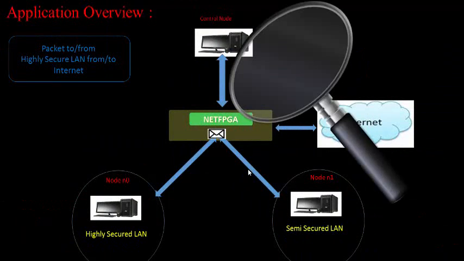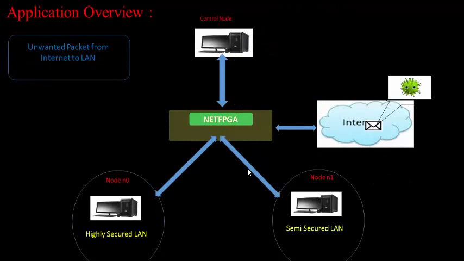And when the packet comes back, our NetFPGA does a search inside the NAT table and the access control table, and it finds a match that the packet is coming from the same source that N0 sent earlier, and it is the same destination port and the same source port. So that packet is actually genuine. It will be routed to the highly secure LAN.